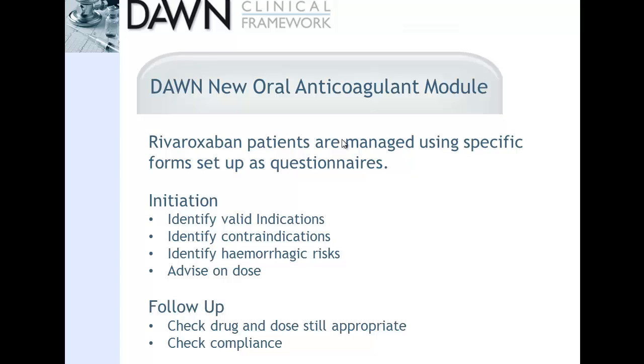We have, first of all, an initiation questionnaire to fill in. So if we have a patient that might be appropriate for Rivaroxaban, we can open up the initiation questionnaire and go through the checkboxes. If they are suitable from that, we can then move them over to Rivaroxaban and we can schedule a follow-up questionnaire for them. So we can see whether the dose of Rivaroxaban is still appropriate for them, and obviously check things like compliance and any issues they're having.